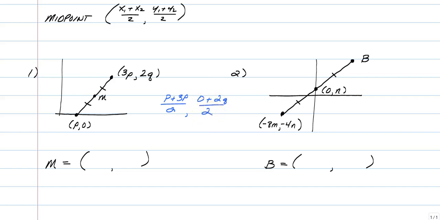And 4p divided by 2 is going to give us a 2p. And 2q divided by 2 is going to give us just a q. And that's it for this first one. It really is supposed to be that easy.